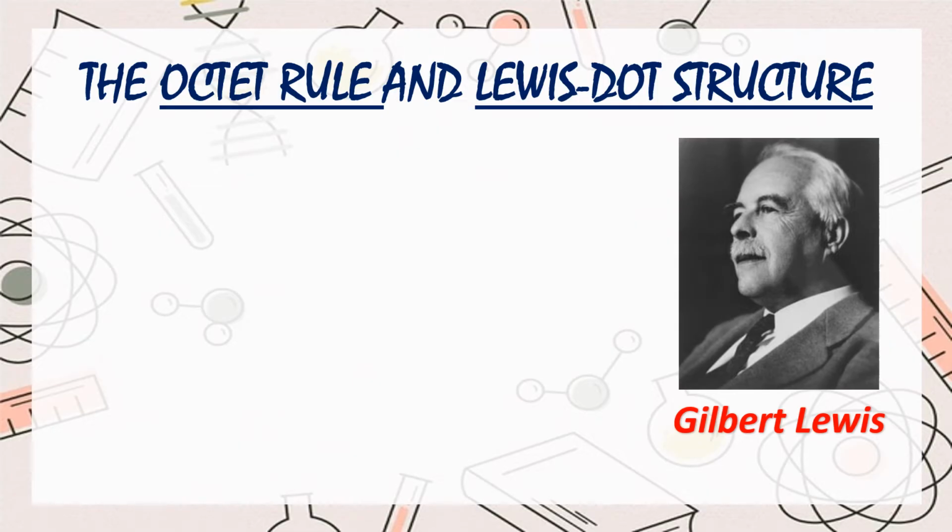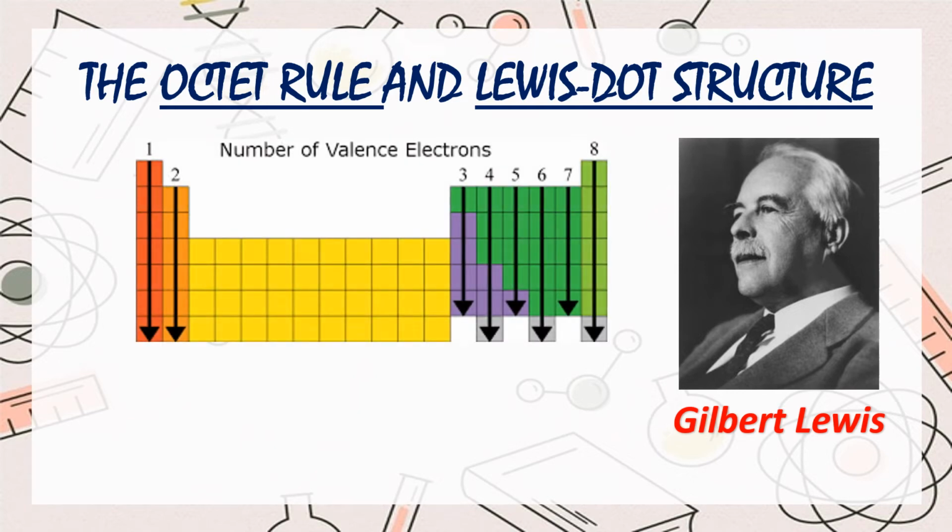So how are we going to determine the number of valence electrons of each element in the periodic table? Here is the trend. The group number actually represents the number of valence electrons of each element. For example, nitrogen is located at group 5, so it means that nitrogen has 5 valence electrons. So we are going to draw 5 dots around the element's symbol: 1, 2, 3, 4, and 5.